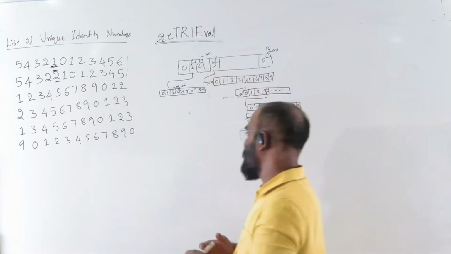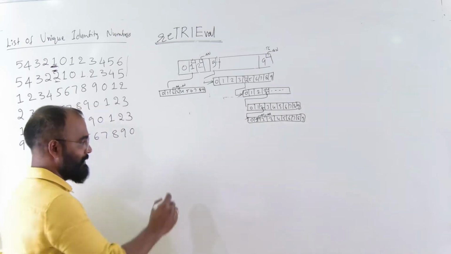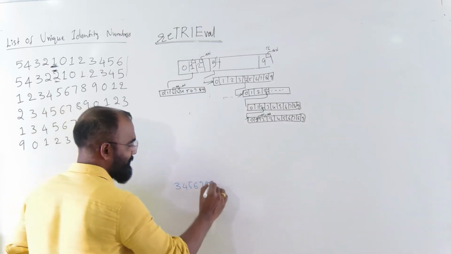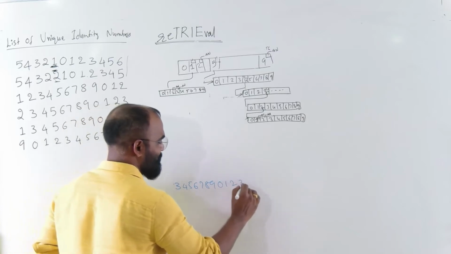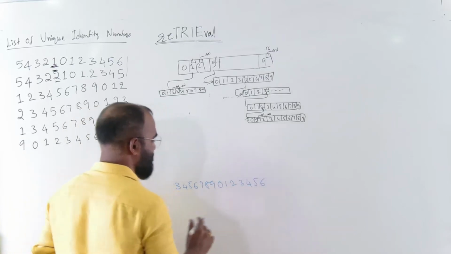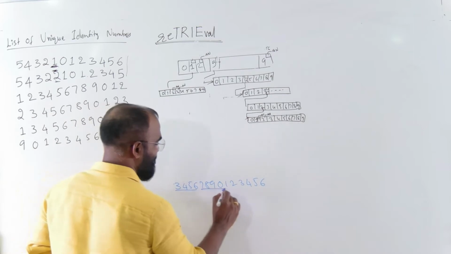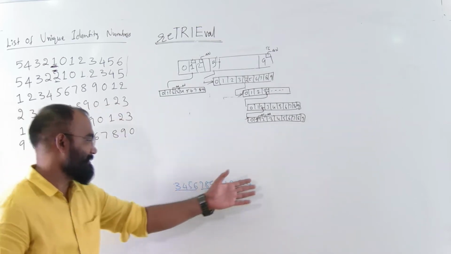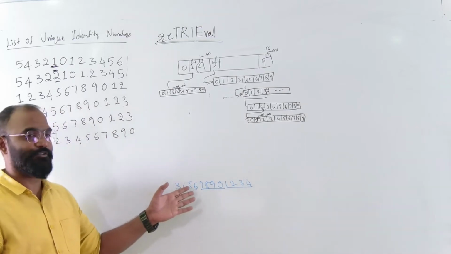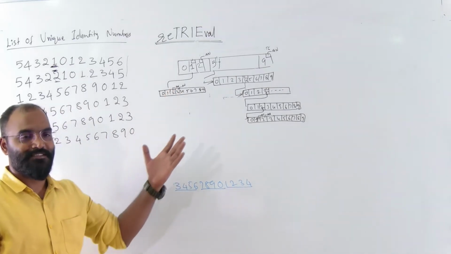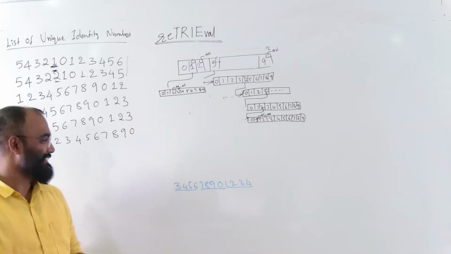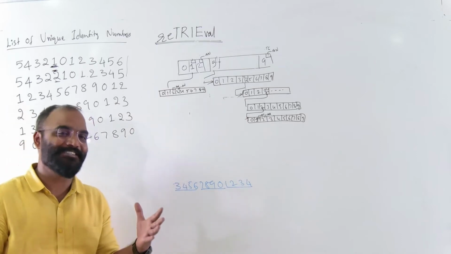Let's say you are asking for a number which begins with 3 4 5 6 7 8 9 0 1 2 3 4 5 6. Say this is my Aadhaar number. I want to retrieve this information from the trie data structure that is there in the database. How will this happen? So see the efficiency of it.